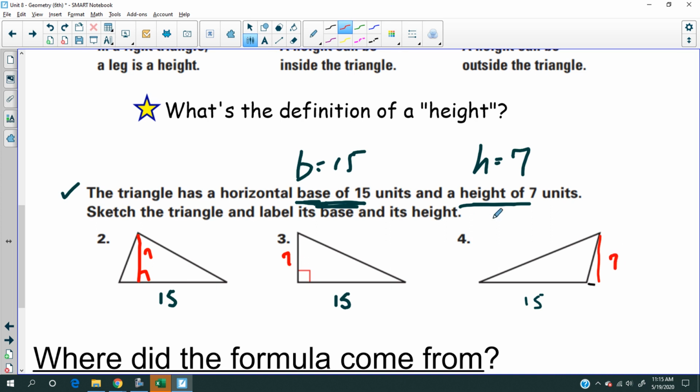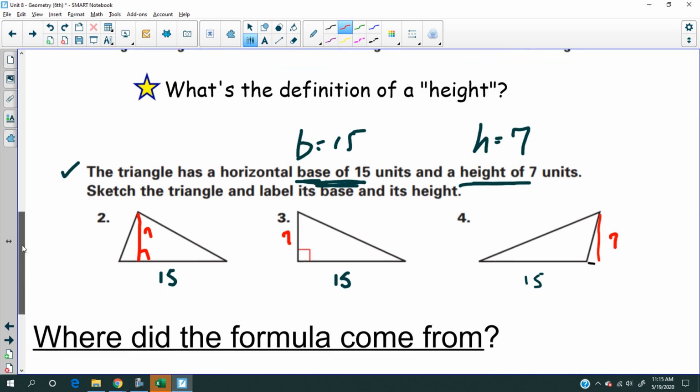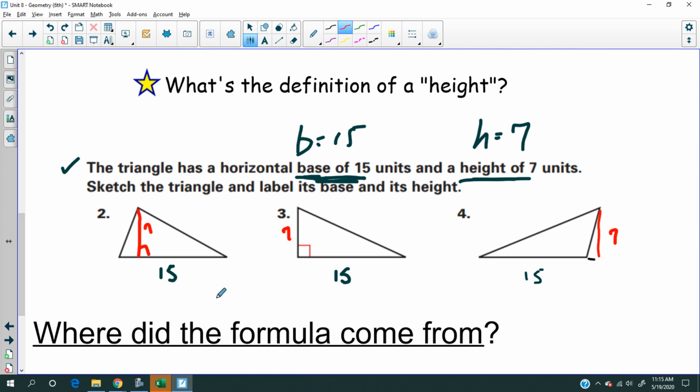So with that said, right, how do you find the area of a triangle? And then tomorrow I'm going to tell you where the triangle area formula comes from, okay? Area, what's area again? Look back at your graphic organizer.